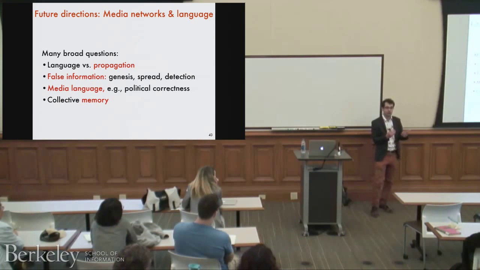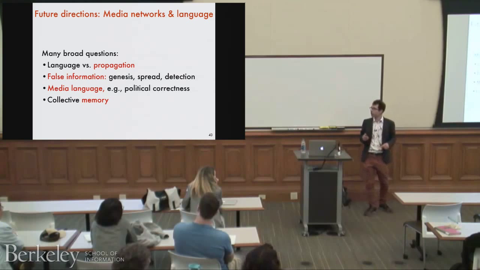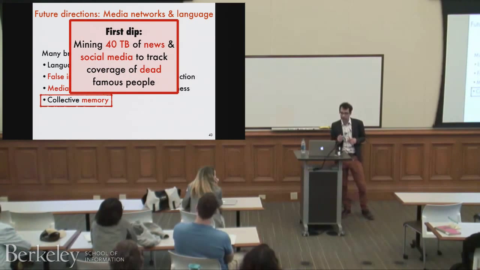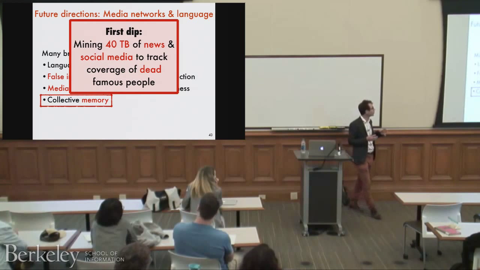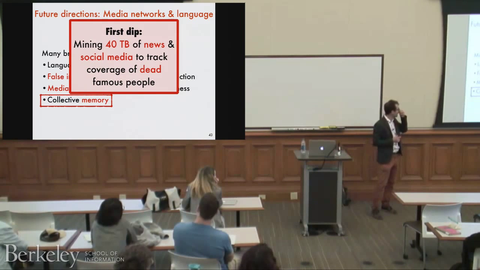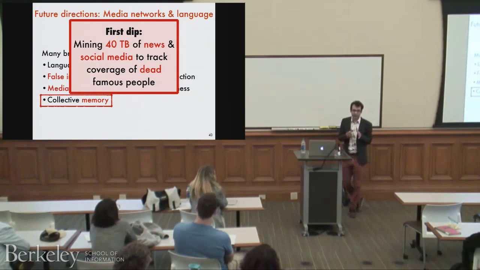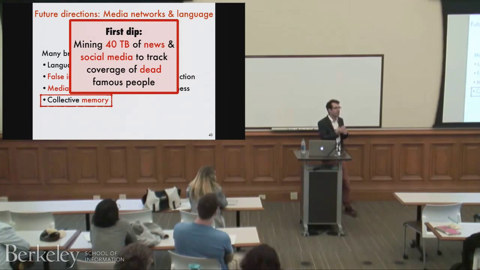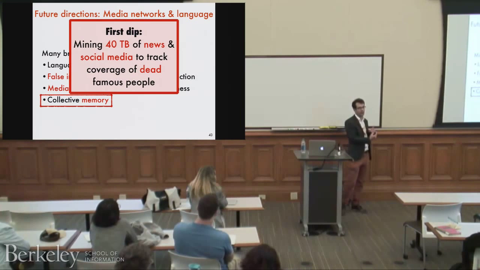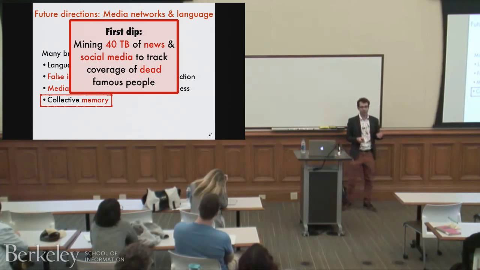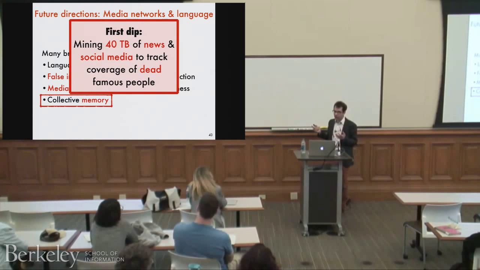And how do we influence each other in that respect? I've started to dip my toe into the water with respect to that question of collective memory by starting to work with a large corpus, many, many terabytes, of news and social media in order to understand how media coverage of famous people changes as those people die. So how do we collectively remember people after their death? And I think these are really fascinating questions.